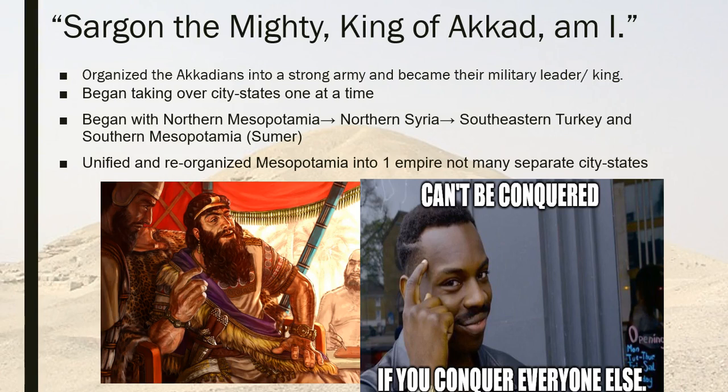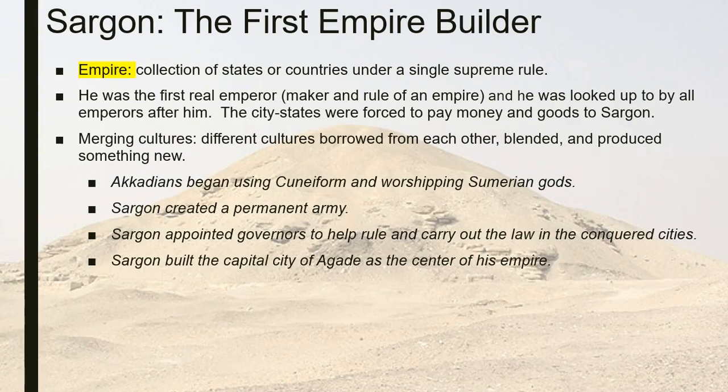Now, as he collected these different city-states, he organized them under one leader, and that was him. And so basically he reorganized Mesopotamia. He created one area of land that was combined and ruled by one person, rather than being ruled by different governments as the city-states were in the past. So what he ended up doing was he created the first empire, because an empire is what we call a collection of states or a collection of countries or towns under one single ruler. So he was the creator of the first empire, and he was himself the first real emperor.